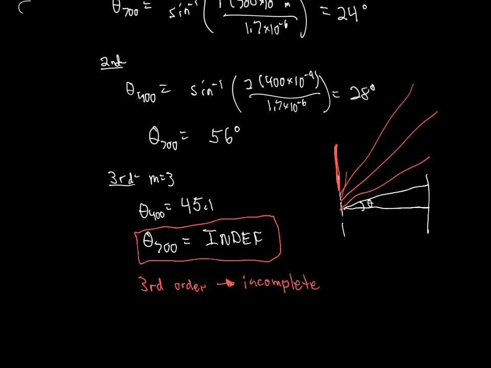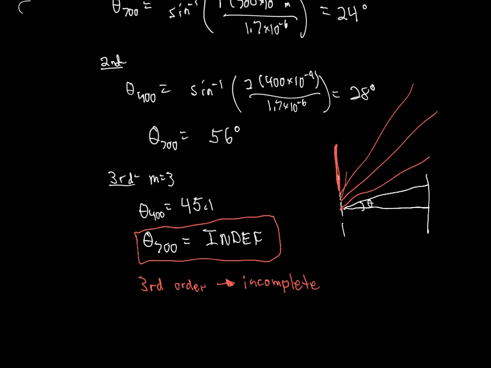Okay, so the third order is incomplete. One other question. It asked if there's any overlap between these orders. You say yes? Amit says yes. Leah says no. Is there overlap? How do I know there's overlap? Between the second and third.